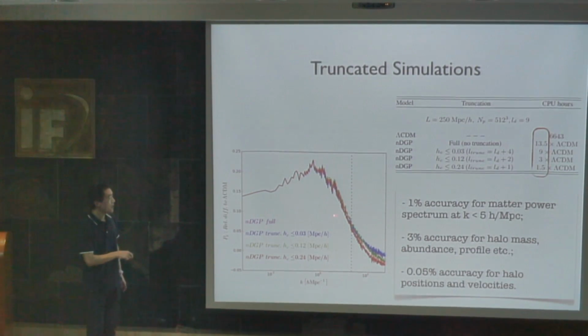For this one, we use, okay, this is based on experience, of course. We know that for a given resolution, we can truncate at that level. And this is learned from this kind of convergence tests.